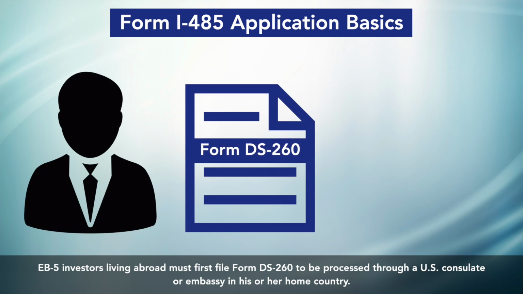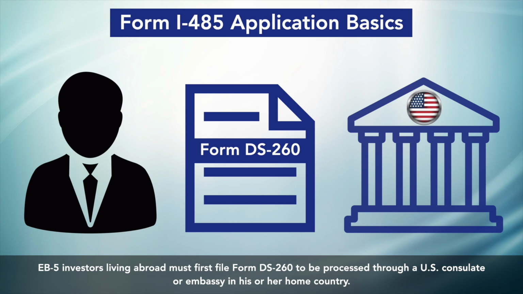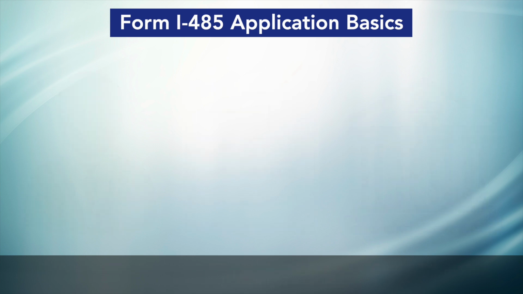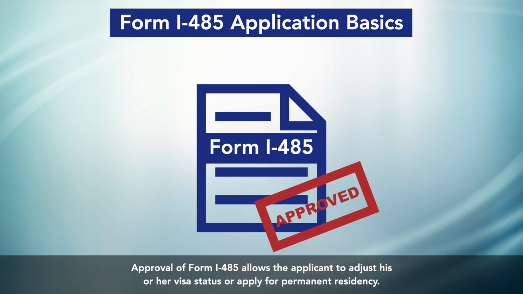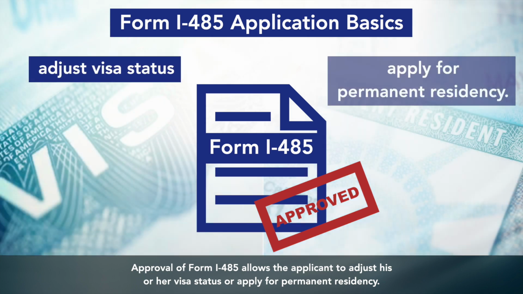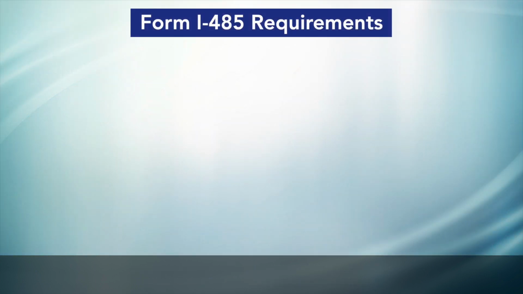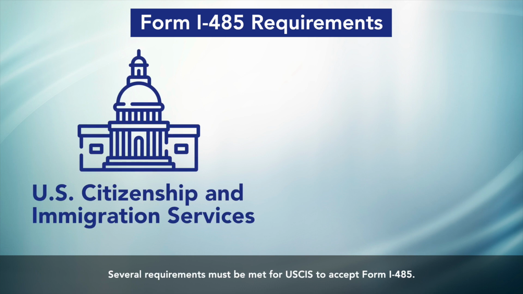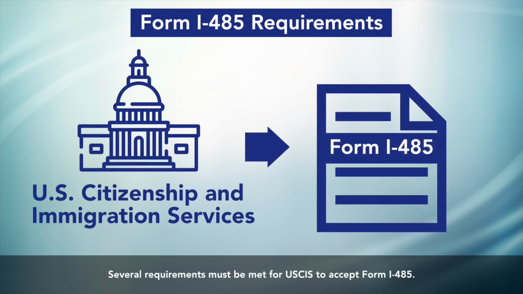EB-5 investors living abroad must first file Form DS-260 to be processed through a U.S. consulate or embassy in his or her home country. Approval of Form I-485 allows the applicant to adjust his or her visa status or apply for permanent residency. Form I-485 requirements. Several requirements must be met for USCIS to accept Form I-485.